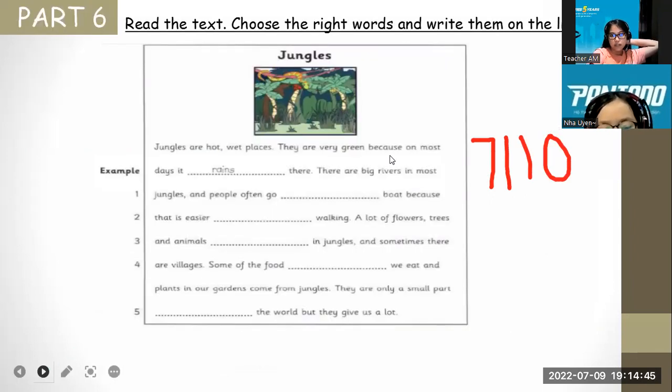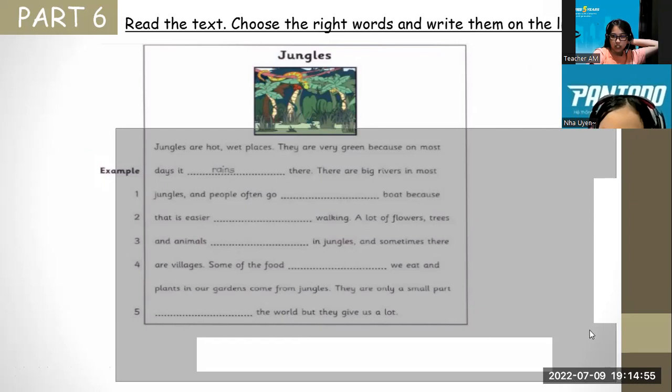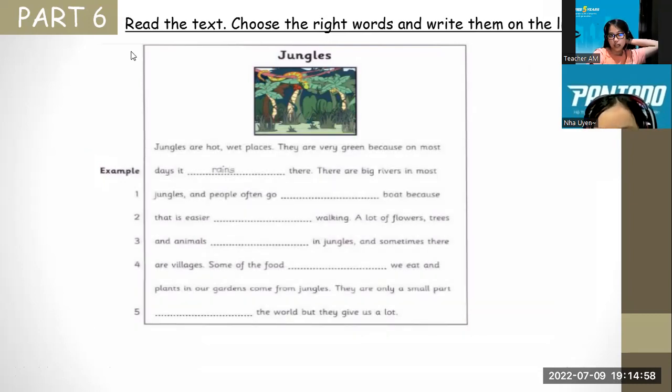Okay, so that's it. So now, Uyen, here in part 6, I want you to read the text, then you choose the right words and write them on the lines. So you can read that one quietly, then just fill in your answer there. I'll give you the time to write your answer here, Uyen. Can you see the screen now? Yes. Okay.